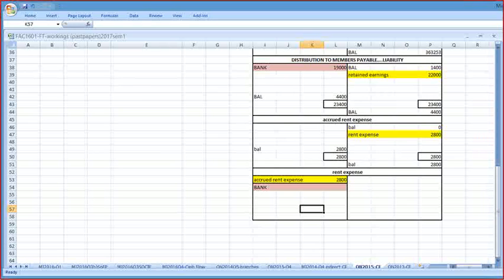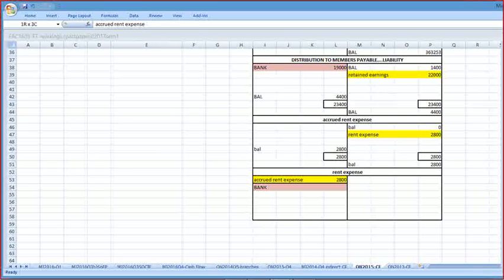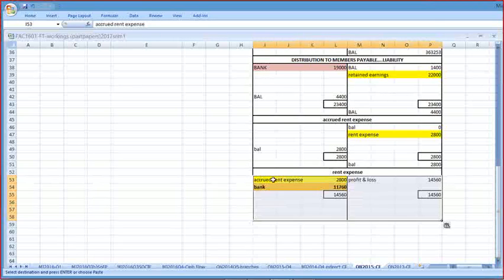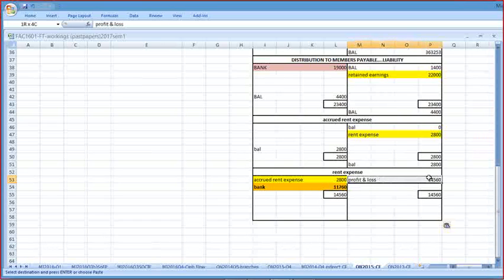Okay, we're looking at rent expense. Oh, sorry. 14,560. Yes. 14,560 is what? The rent for the year. So where would you have closed it off to? Profit and loss. There's the bank.